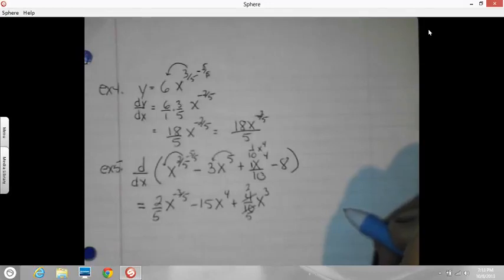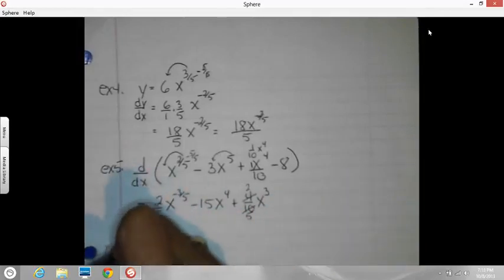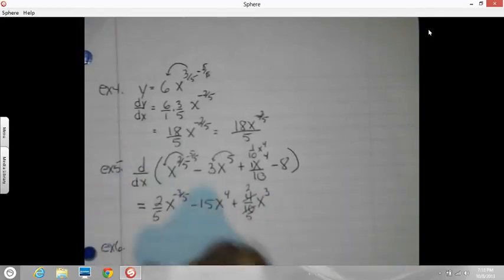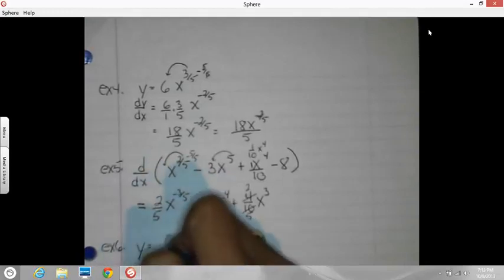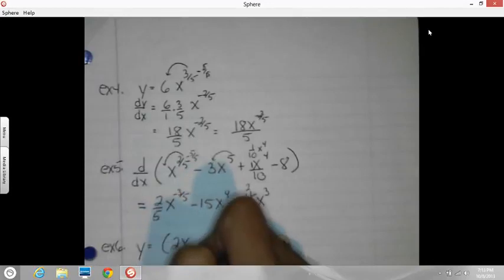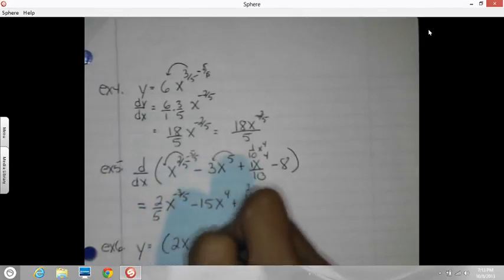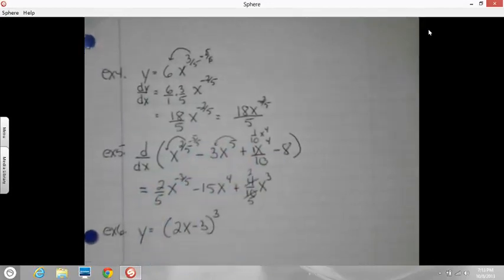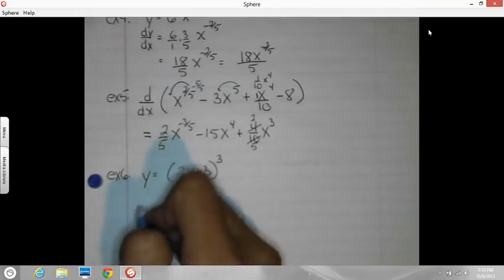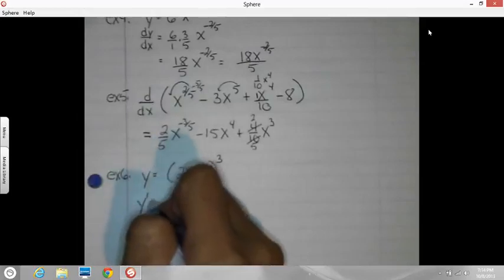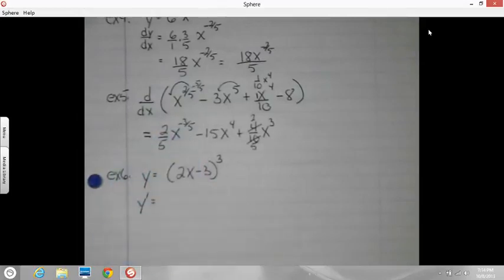Okay, one last one. I've got y equals 2x minus 3 to the 3rd, and I want to do the derivative. First of all, the symbol, I can go with y prime, dy over dx, dx of y, and I'll go y prime. Well, I got a problem here. I've got this power out here.